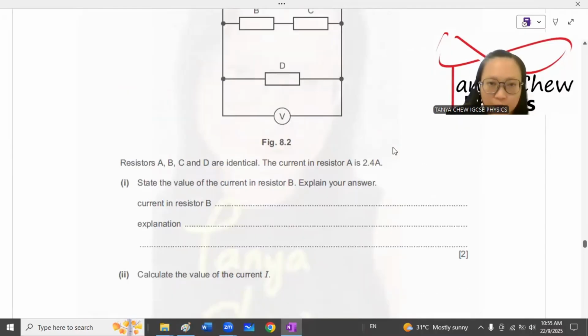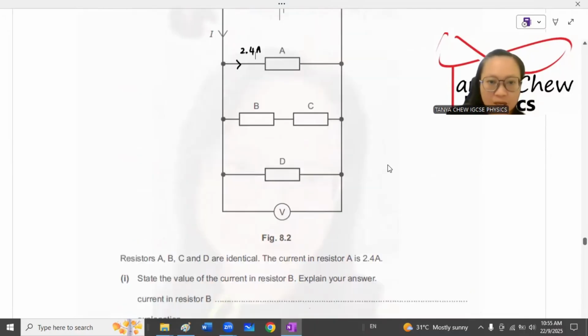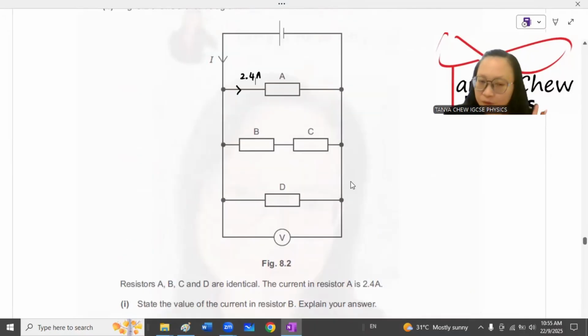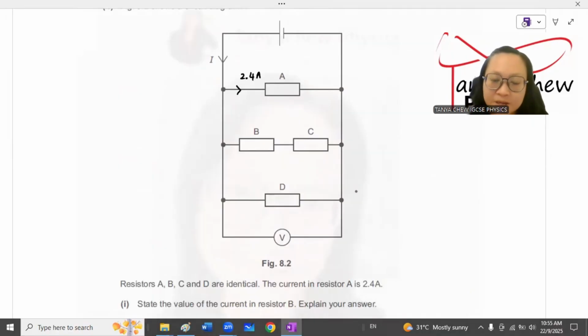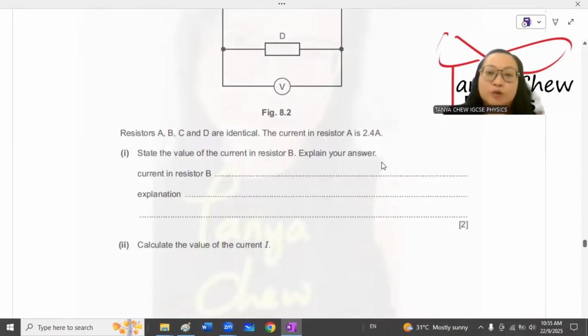I would say the current in resistor B, because these resistors are identical, so if A is 10 ohm, B and C will be 10 ohm. But B and C are connected in series. So in series, the total resistance of B and C is definitely higher than the resistance of A. Since A only takes 2.4 ampere, due to the combined resistance of B and C, the current that flows through B and C would be decreased by half. So I say 1.2 ampere.